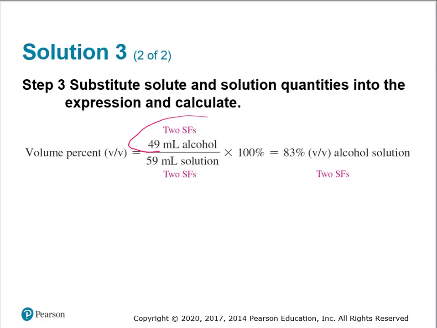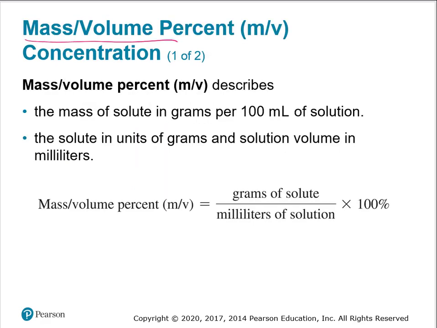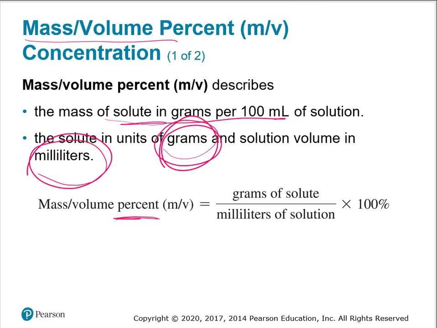Hopefully you took that alcohol, which is the solute, divided by the whole solution. So 49 divided by 59, again my milliliters will cancel out, times 100, and I would get 83% volume alcohol solution. Let's look at the mass volume percent concentration. It is the mass of solute in grams per 100 milliliters of solution. This one is more specific, and it's going to be grams per milliliter, and because it's a percent, we also multiply it by 100%.